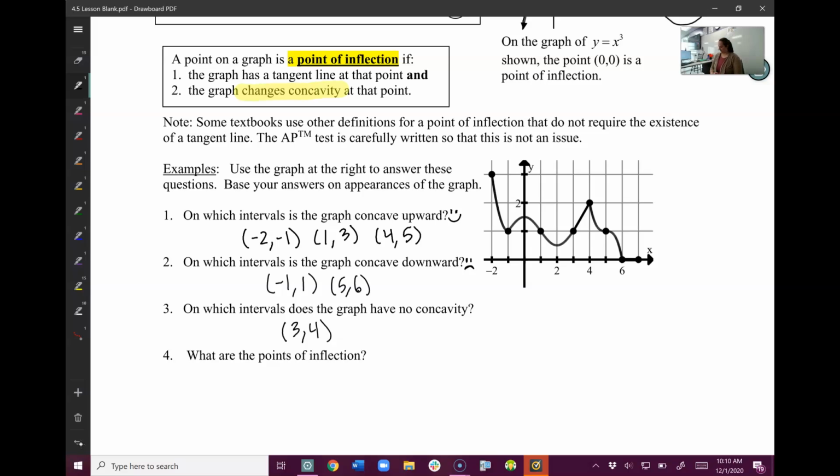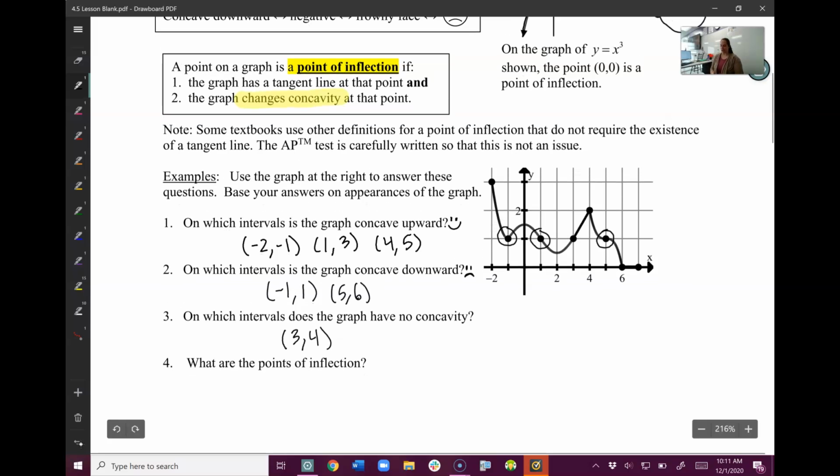And our points of inflection, where it's changing. So I've got right there where it changes from concave up to concave down. Right there it changes from concave down to concave up. Right there it doesn't change from up or down because it's from up to none. So those don't count. And then right there it changes from concave up to concave down. So I've got 3 possibilities here where it changes concavity.